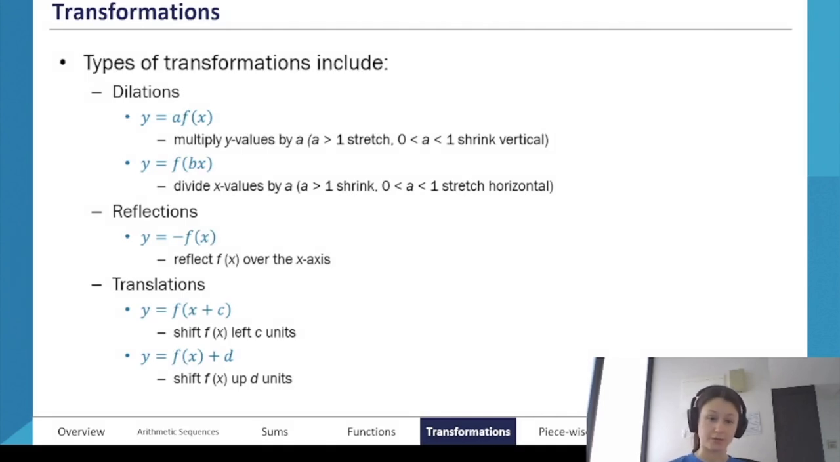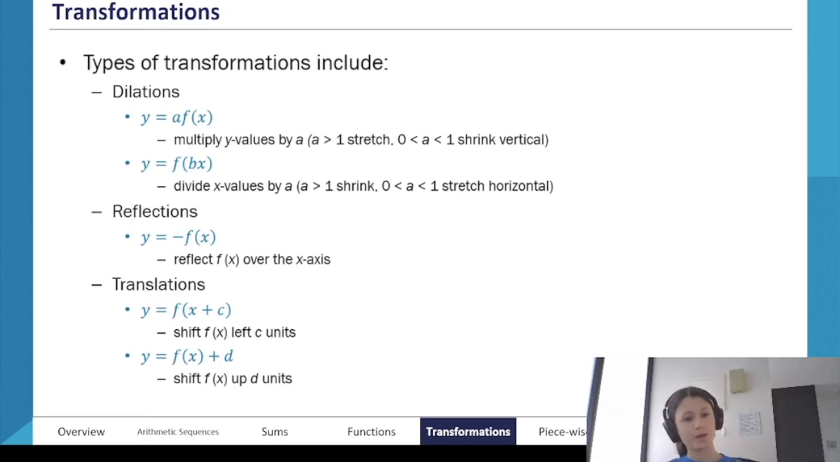Getting onto transformations. There are a few different types of transformations. This is really important stuff. Make sure you take note of this because we do go into it in a lot of detail in Unit 2, especially when you're getting into trig functions, but it's also really important for Year 12 as well.